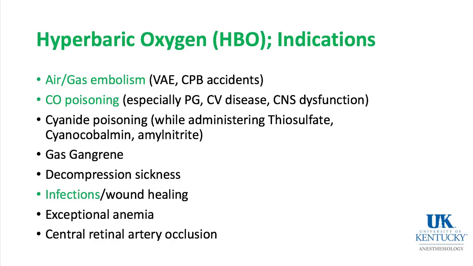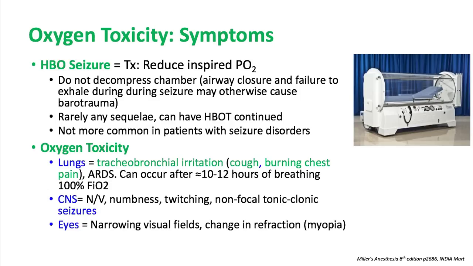Gas gangrene, bad infections, anaerobic infections, and other things are indications for HBO, but gas embolism would be right up near the top. Some toxicity of oxygen. HBO therapy is often at about 2 or 3 atmospheres and often at 100% oxygen, so you can calculate that the PaO2 is very high in these patients if you used your alveolar gas equation, over 2,000 or more. And if a patient had an oxygen-induced seizure, the treatment is just to reduce the inspired oxygen.